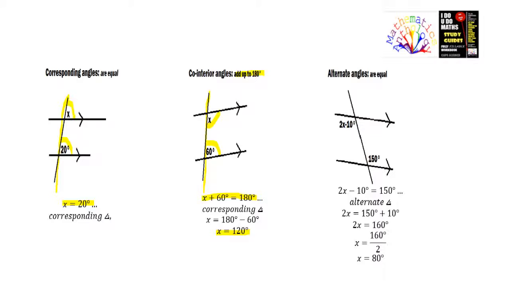Alternate angles are equal, so alternate angles look like this. They are on alternate sides of the transversal. They are not on the same side of the transversal, but they are between the parallel lines. Because they are equal, in this case, the two angles, 2x minus 10, must equal 150, and I can solve for x. 2x is equal to 150 plus 10 if I take the negative 10 over. 2x is 160, x will be 160 divided by 2, which is 80 degrees there.